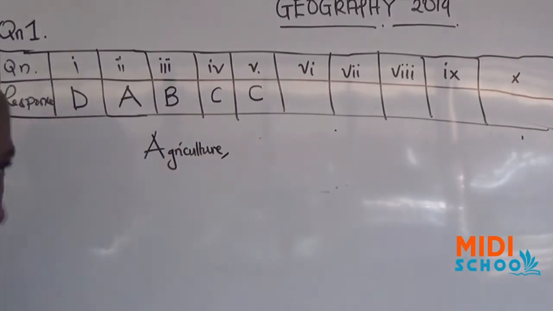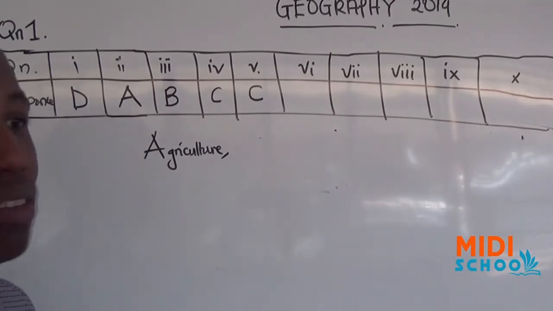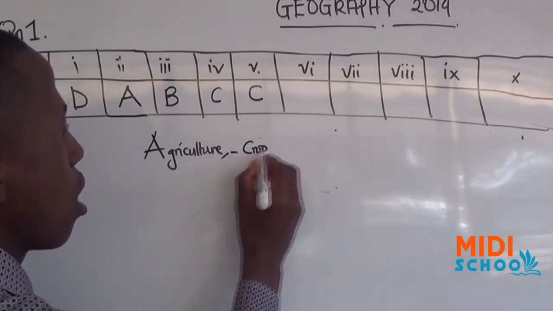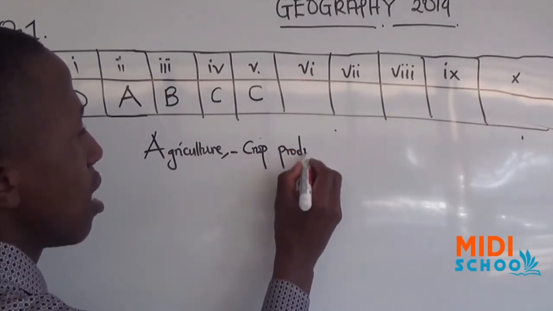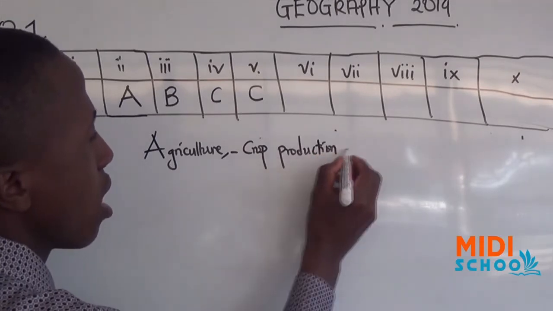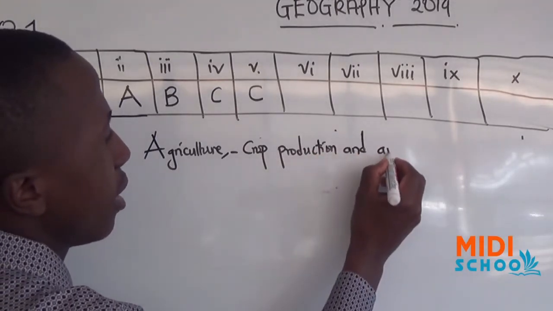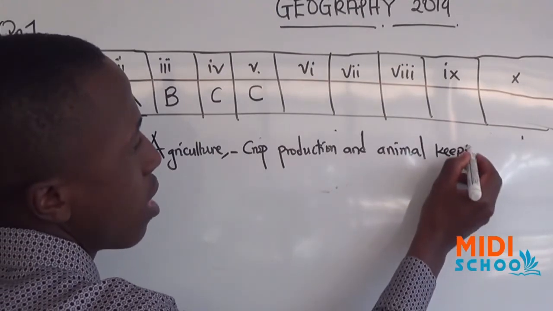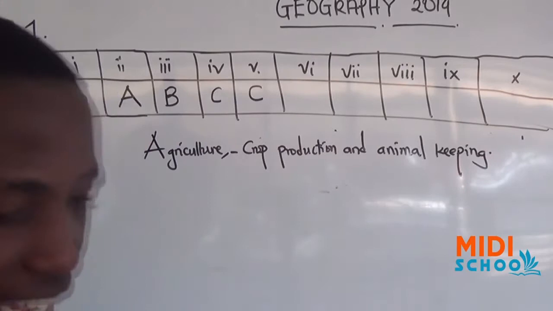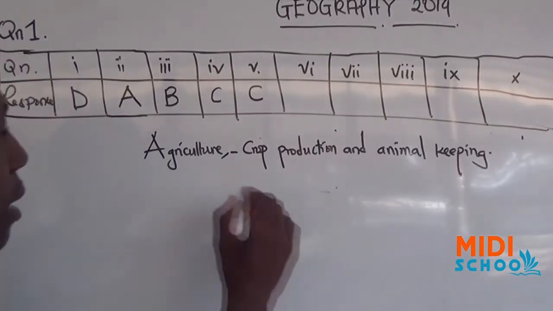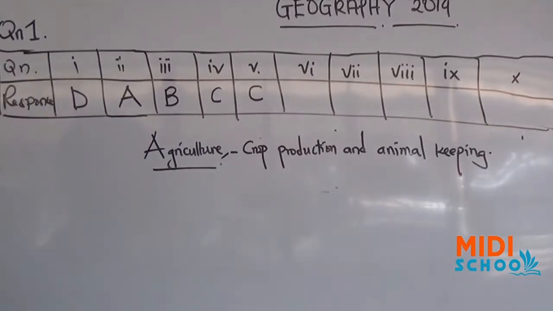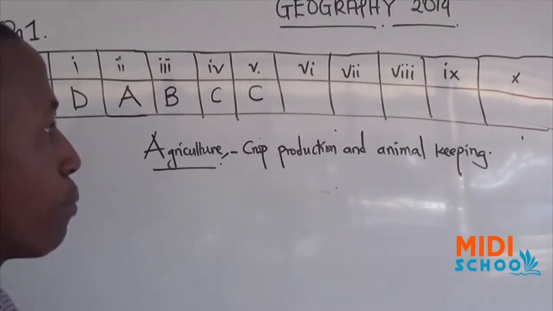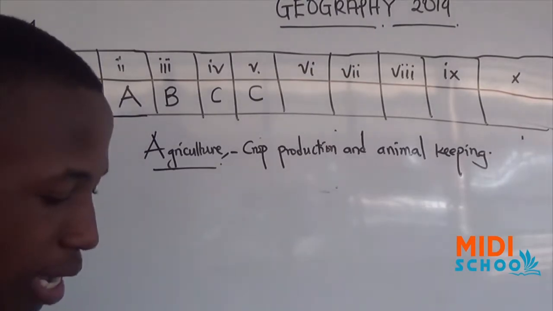Mind you, agriculture in itself is a general term. That means it involves crop production and animal keeping. This is general. It involves up to fishing, agriculture that will be done both on land and on water.